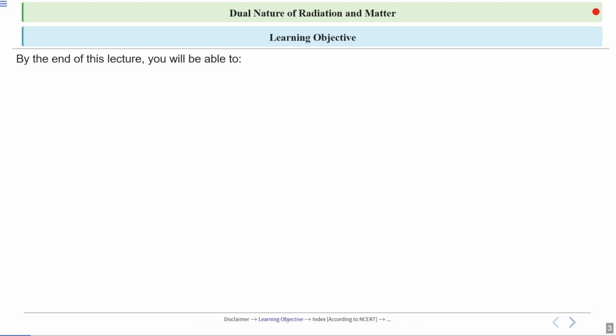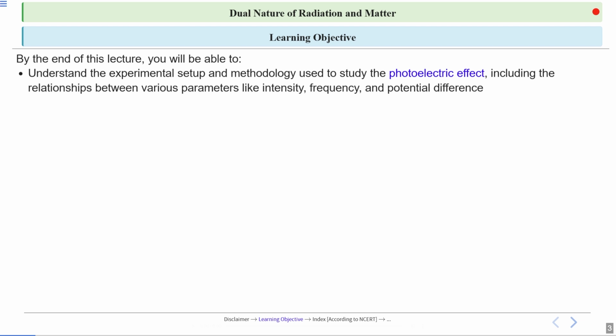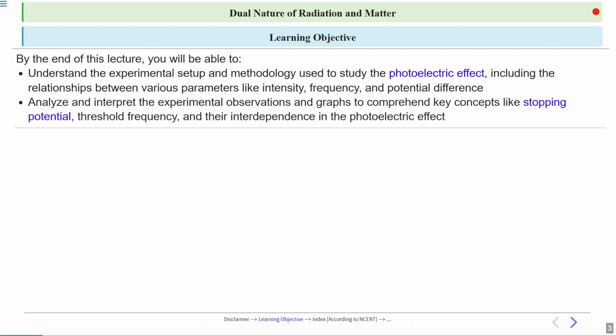Learning objective. By the end of this lecture, you will be able to understand the experimental setup and methodology used to study the photoelectric effect, including the relationship between various parameters like intensity, frequency, and potential difference. Analyze and interpret the experimental observations and graphs to comprehend key concepts like stopping potential, threshold frequency, and their interdependence in the photoelectric effect.